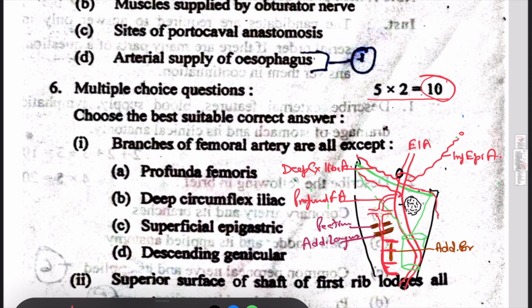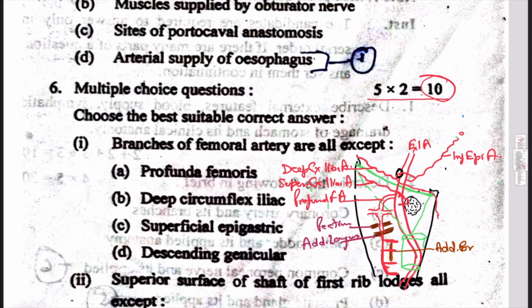this will emerge out through this cribriform fascia and will now take a course laterally, below the inguinal ligament, but this is called superficial circumflex iliac artery. So remember, the superficial circumflex iliac artery is a branch of femoral artery. Deep circumflex iliac artery is a branch of external iliac artery.